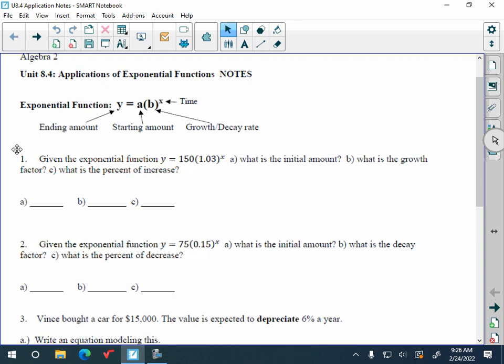The b is our growth or decay rate, or growth factor, decay factor. What we're multiplying by, the pattern. And then x is going to be referred to as time now in word problems. It could be weeks, could be years, could be days, but it's some amount of time.